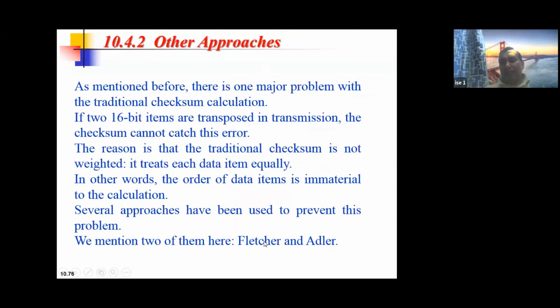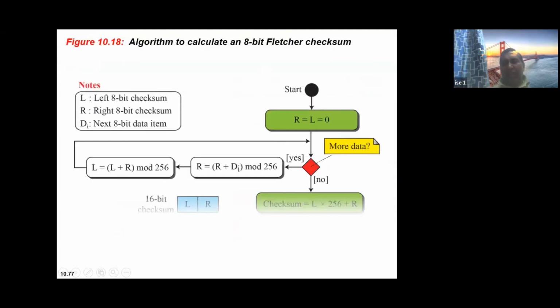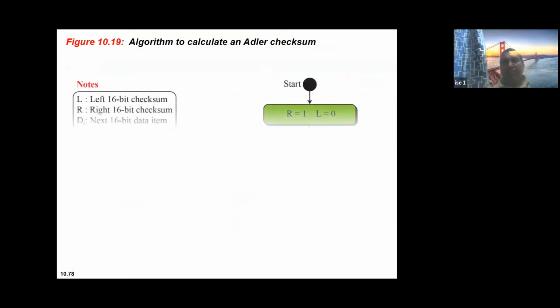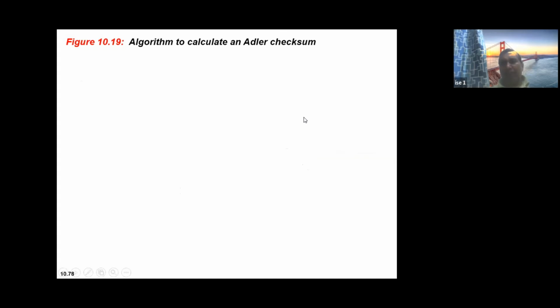Fletcher method is done for 8-bit, and Adler method is done for 16-bit. That's the only difference. Have you understood? So Adler method is done for 16 bits, and this is done for 8 bits.